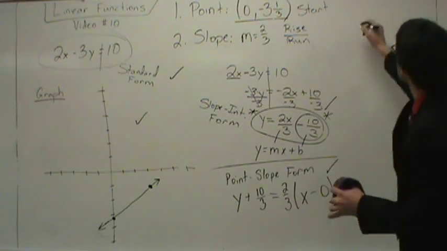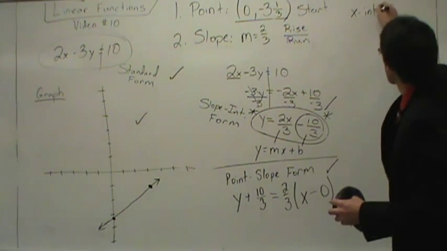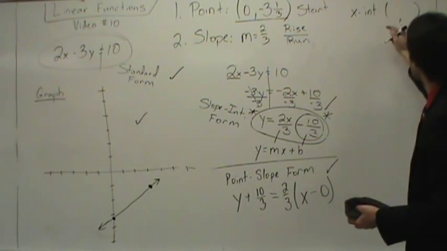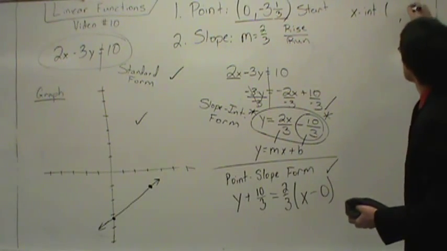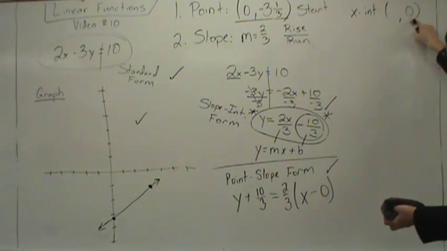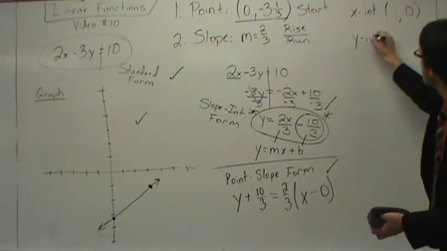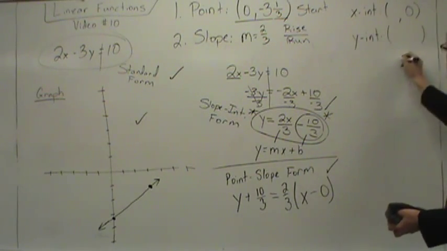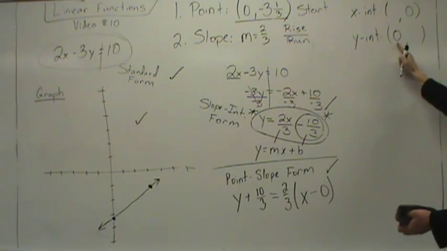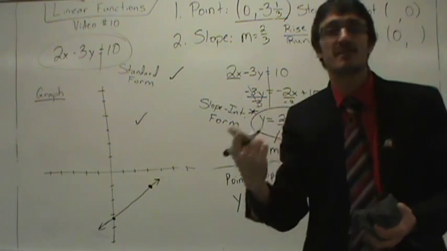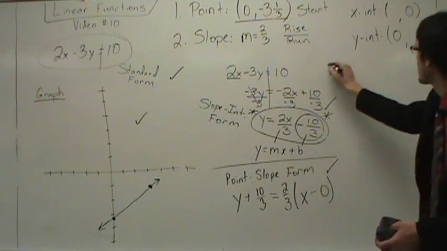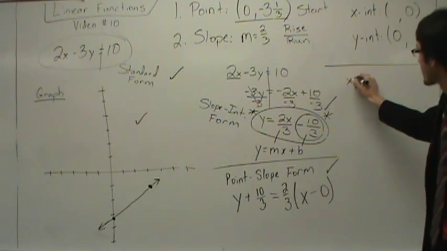Let's go ahead and write x-intercept. In the last video, I showed you guys what we know about an x-intercept: the y value is 0. So let's put 0 in the y location. And then we also have the y-intercept that we need to find. What do we know about a y-intercept? It has 0 in the x location. So the x-intercept has a y value of 0, and the y-intercept has an x value of 0. We're going to start by finding our x-intercept.